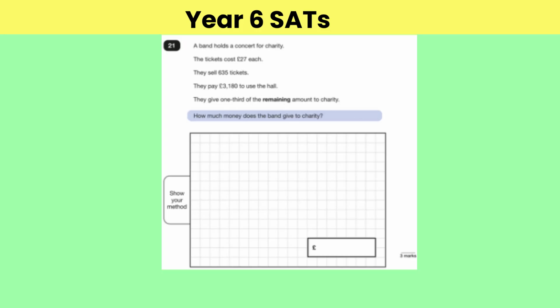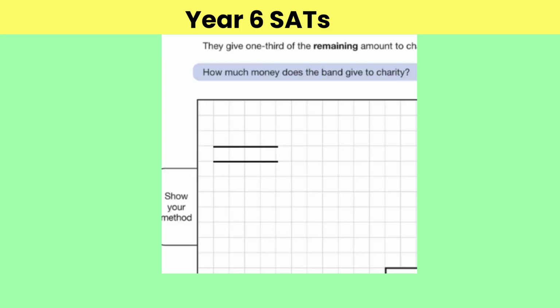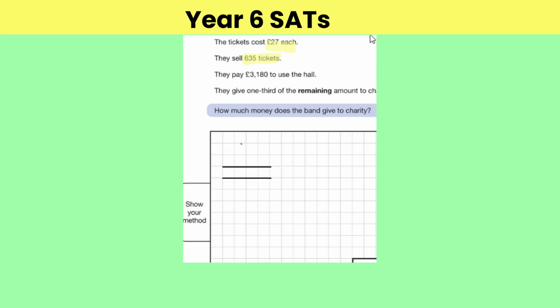So let's start from the beginning. The tickets cost £27 and they sell 635 tickets. So this is the bit we need to calculate first. So we are calculating the cost of these tickets. We're going to write the 635 first, write the bigger number on top in multiplications, and times that by 27. So just a long multiplication. I'm just changing up my answer box here for long multiplication.